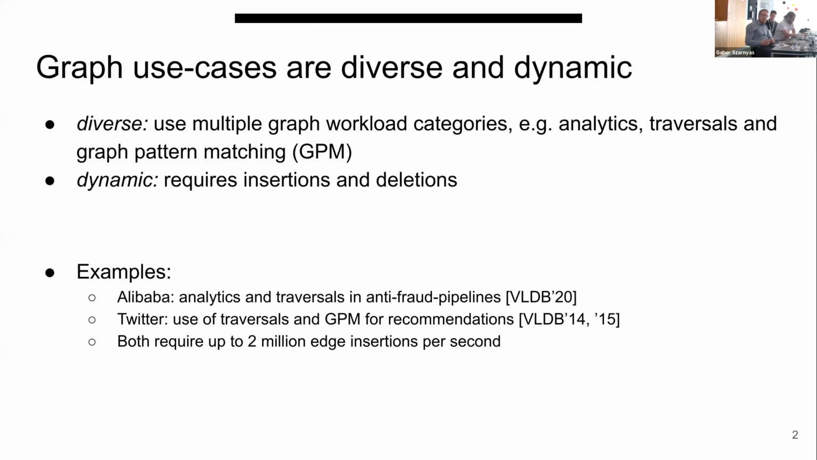The problem we are solving is that graph use cases are diverse and dynamic. By diverse, we mean that they have multiple graph workload categories within a single system, for example analytics, traversals, or graph pattern matching. Dynamic is simple: they require insertions and deletions. We have two companies as examples for these kinds of workloads. Alibaba uses analytics and traversals in their anti-fraud pipelines, and Twitter uses traversals and graph pattern matching for recommendations. Both of them require up to 2 million edge insertions per second.